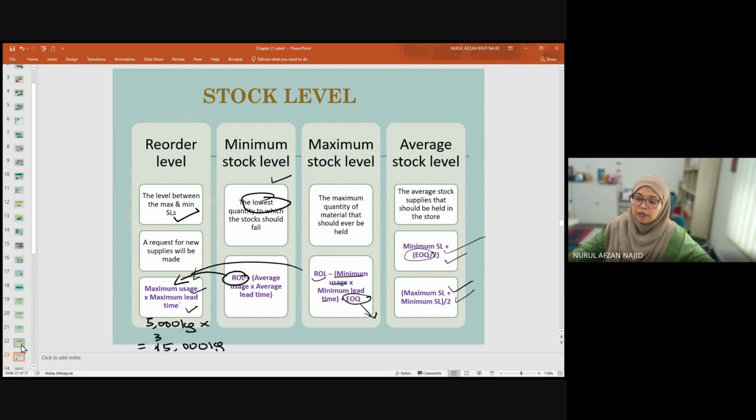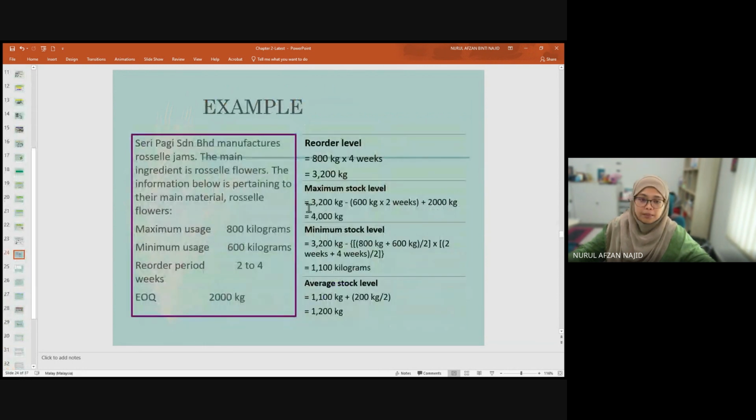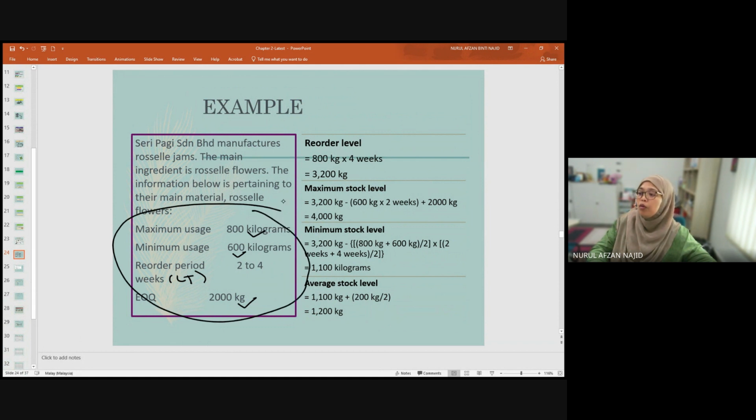Contoh, this is a very simple example and very straightforward as I said before. Okay, ingredient bla bla bla, maximum 800, minimum usage 600, reorder period maksudnya ini adalah lead time mungkin daripada 2 minggu ke 4 minggu. EOQ diberikan 2000 kg. So you just masuk this information ke dalam formula reorder, maximum, minimum dan juga average.